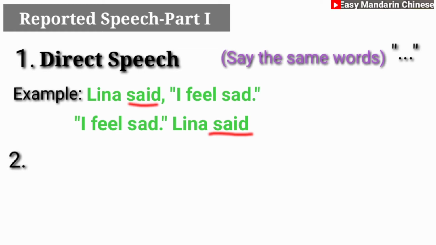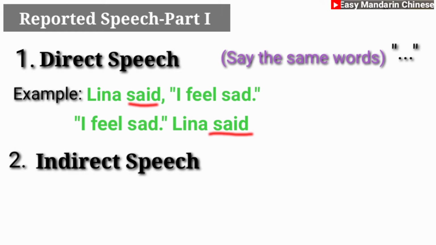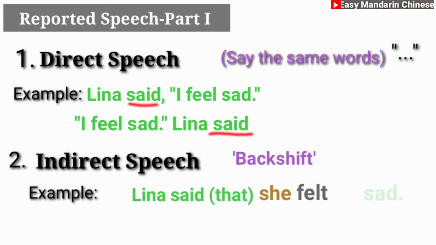In the other method, we often use a tense which is further back in the past, and that is indirect speech. We simply change the verb's tense because time has passed between the moment of speaking and the time of the report. And this is what we call backshift. Example, Lena said she felt sad.